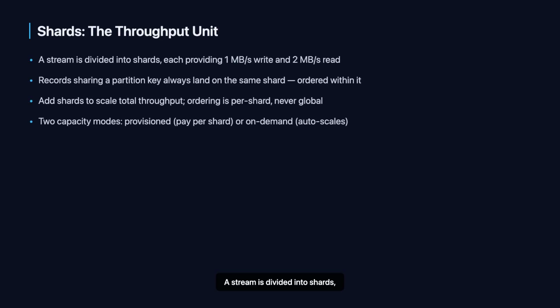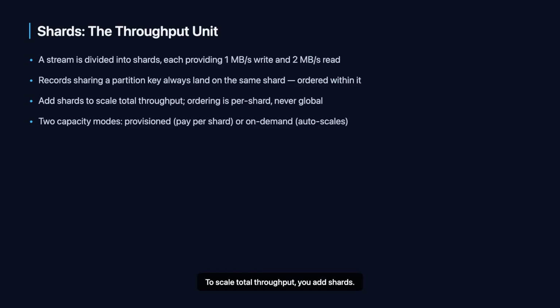A stream is divided into shards, and the shard is your throughput unit. Each one gives you 1 megabyte per second of writes and 2 megabytes per second of reads. Records that share a partition key always land on the same shard, and within that shard, they stay in arrival order. That's the key nuance. Ordering is per shard, not global.